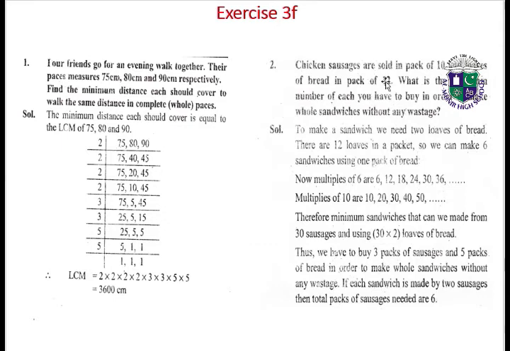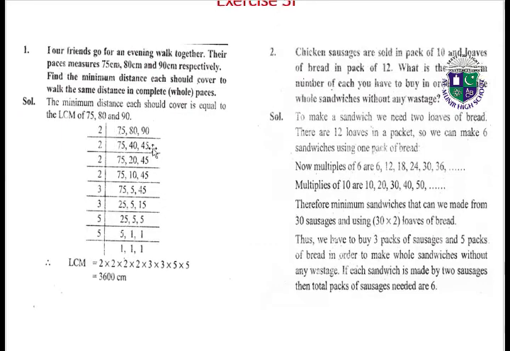Sandwiches are sold in packs of 10 and loaves of bread in packs of 12. What is the minimum number of each you have to buy in order to make whole sandwiches without any wastage? To make a sandwich we need 2 loaves of bread. There are 12 loaves in a packet, so we can make 6 sandwiches using 1 pack of bread.